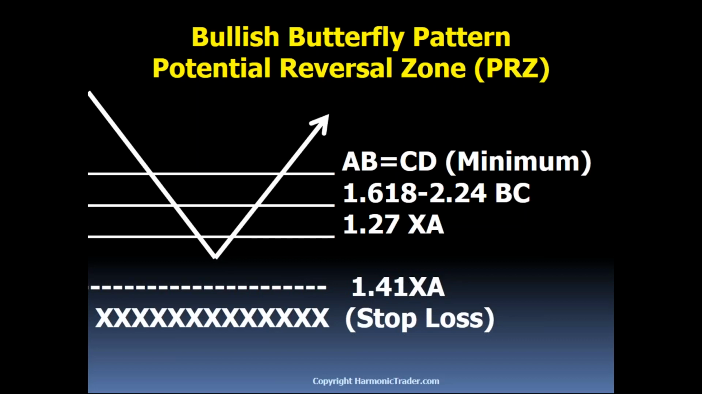Now that 1.27 XA is also a mandatory requirement before we can even consider the pattern as a valid trade opportunity. In this case, in the butterfly, we utilize that 1.41 extension, lesser known, but it is the level that we consider and put our stop loss just beyond this area as it works best for this structure.